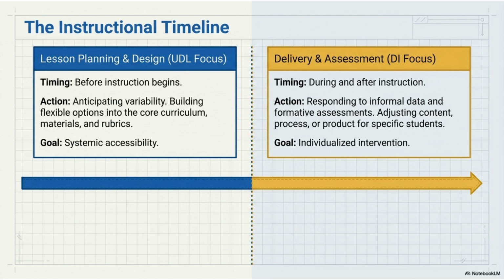UDL and DI occupy different parts of the instructional timeline. UDL is the lesson planning and design phase, focused on proactive systemic accessibility before instruction begins. DI is the delivery and assessment phase, focused on individualized intervention by responding to data during and after instruction.